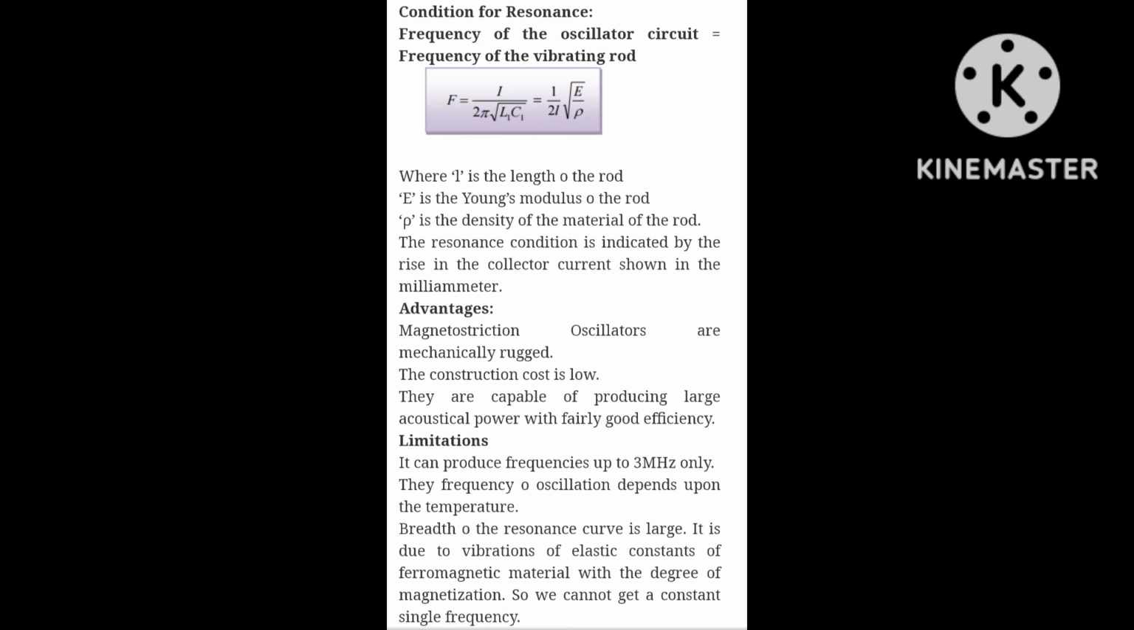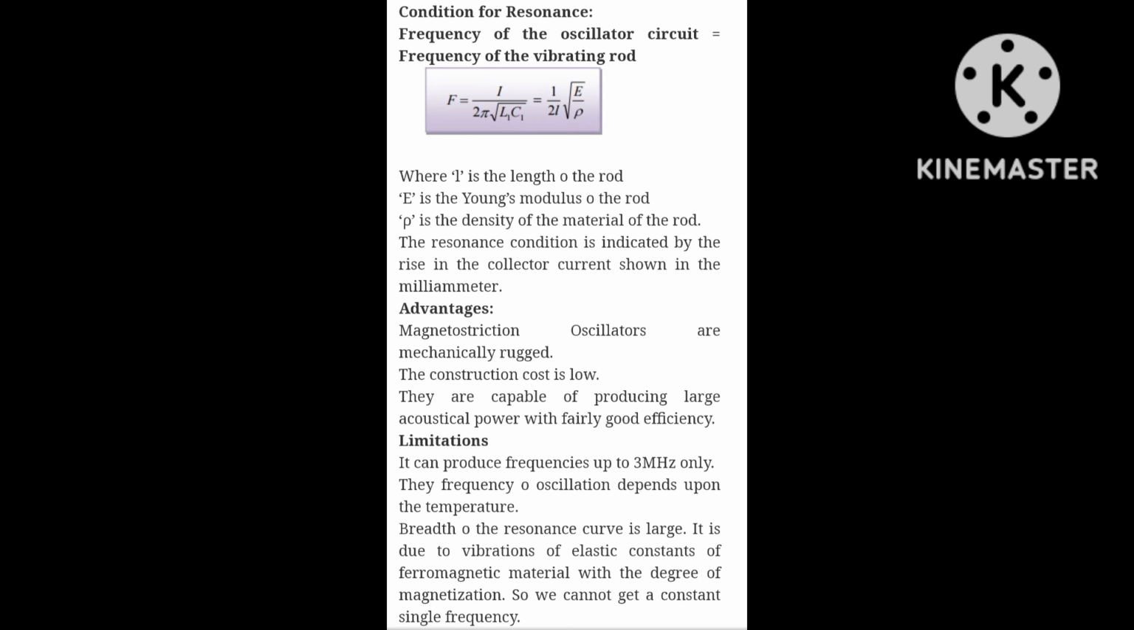What are the advantages? Magnetostriction oscillators are mechanically robust. The construction cost is very low. They are capable of producing large acoustical power with fairly good efficiency. Limitations: it can produce frequencies up to 3 MHz only.